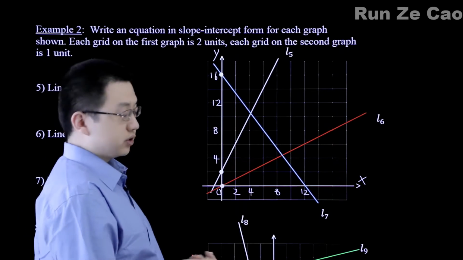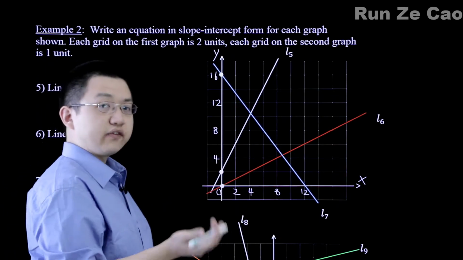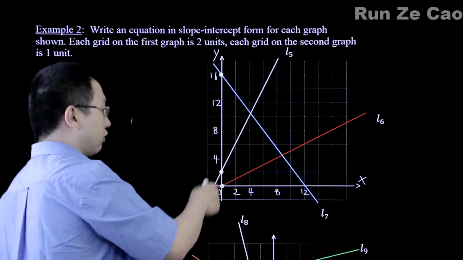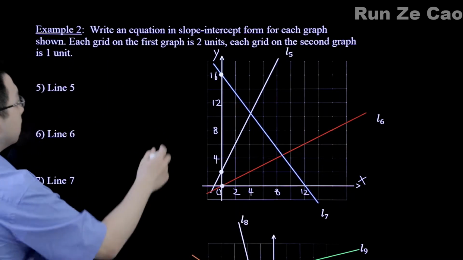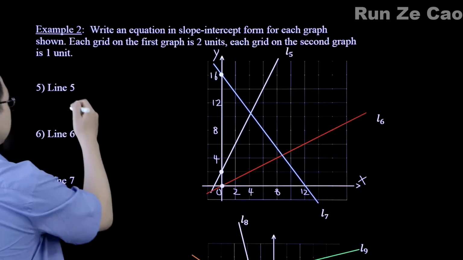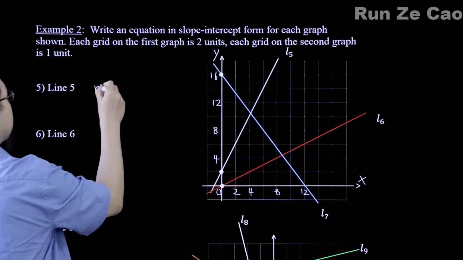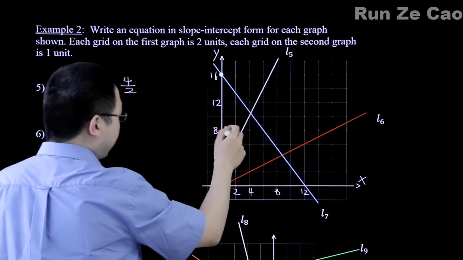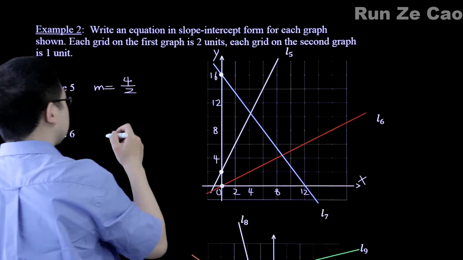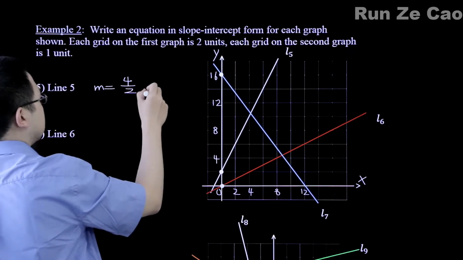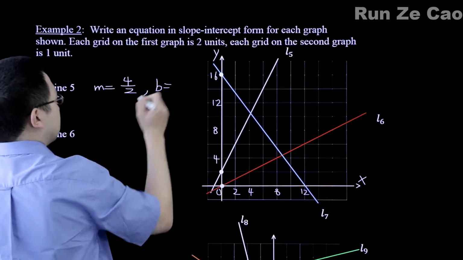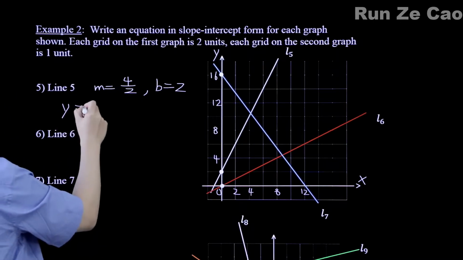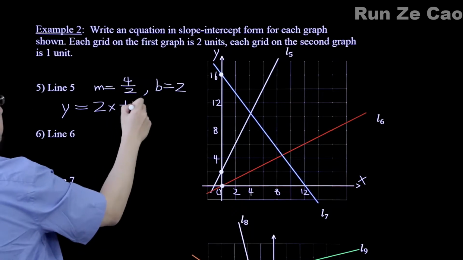On the other hand, to start with, you should work with the raw numbers, which is a safer method. So, 4 is rise, and run is 2. Rise over run is 2. The slope is 2, and the y-intercept is 2. So, line 5, m equals 4 over 2. It's pretty easy to eyeball given it lines up with all these intersections perfectly. And b equals 2. So y equals 2x plus 2.